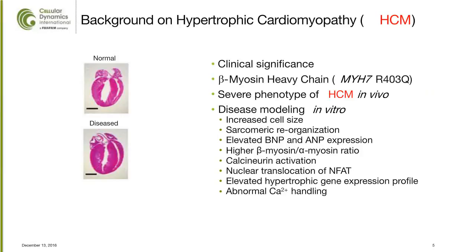So what is HCM? HCM is classically characterized with preserved systolic function and impaired diastolic dysfunction. This affects 1 in 500 people and is accompanied by increasing occurrence of arrhythmic events and can lead to sudden cardiac death. HCM is characterized with thickening of the heart muscle. Here you can see in the diseased heart, the heart is thicker, particularly the septum, relative to the normal heart.